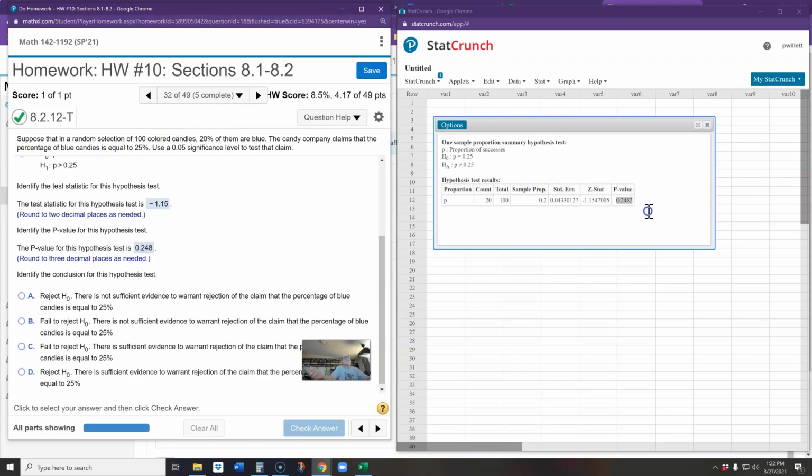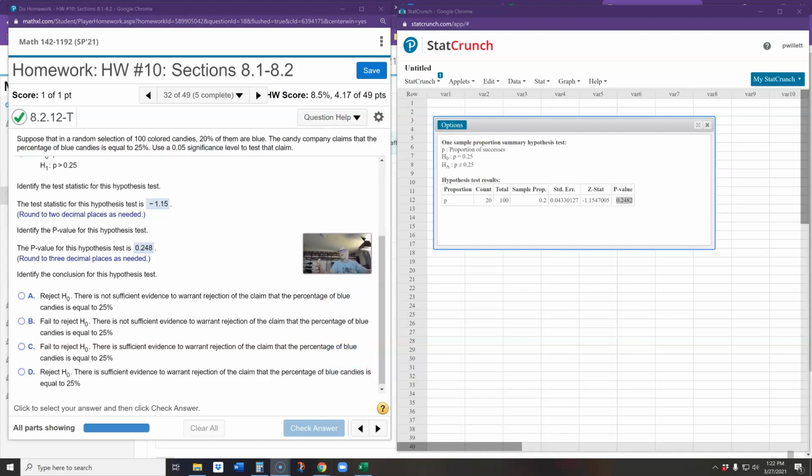But since this is fairly not uncommon, I don't want to say likely, but it's not hard to get this level of difference from 25% by random chance, it's not really sufficient evidence to reject the claim that the candy company made, that the percentage is equal to 25%. So ultimately, the thing you'll start to remember is that if the p is low, the null must go, meaning if the p is below the significance level, then you reject the null hypothesis. But if not, as in this case, if the p is not low enough, then we fail to reject the null hypothesis.